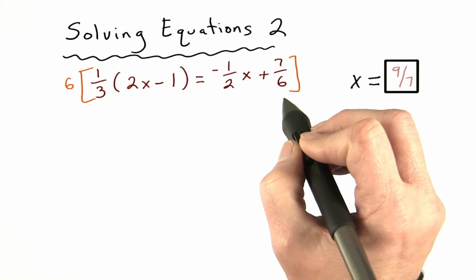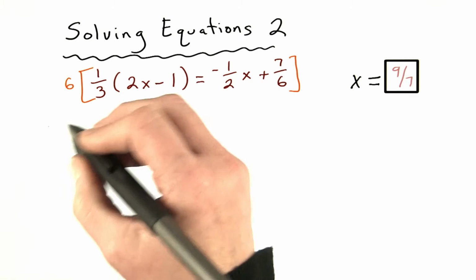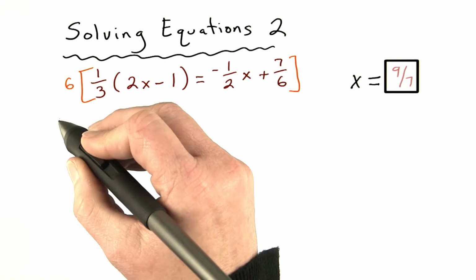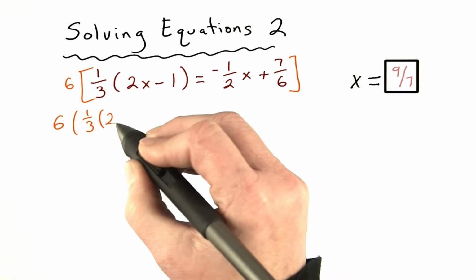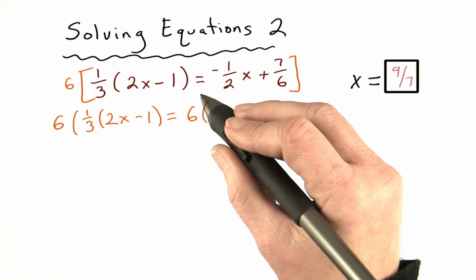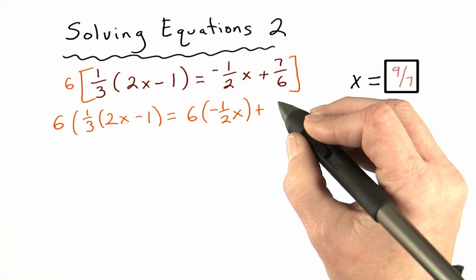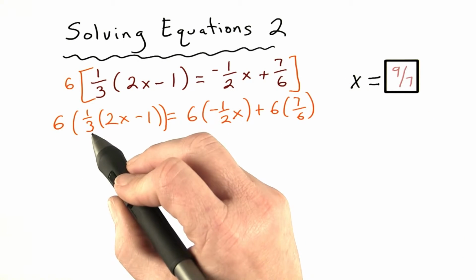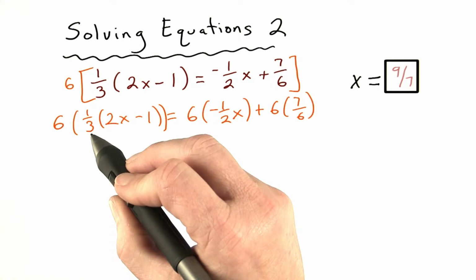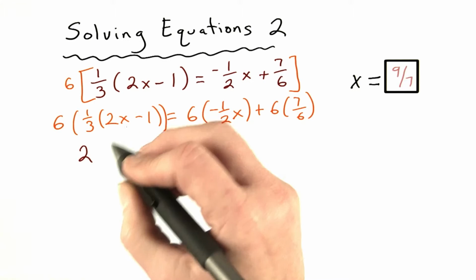I'm going to write the steps out here, but once you get comfortable, you can feel free to skip this step. So I have 6 times 1/3, and 1/3 is being multiplied by 2x minus 1. On the right side of the equation, I have 6 times negative 1/2 x plus 6 times 7/6. When I multiply 6 times 1/3, I get 6/3, which gives me 2. And that's going to be multiplied by 2x minus 1.